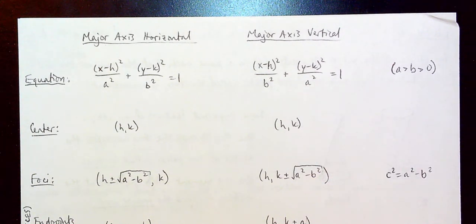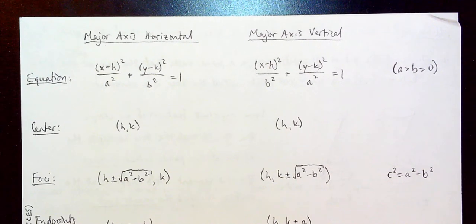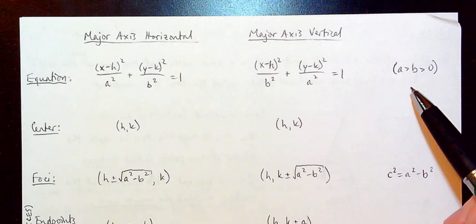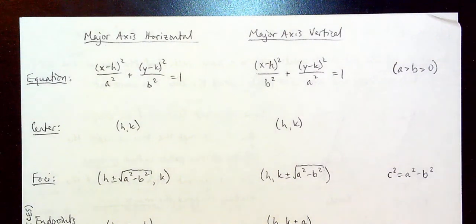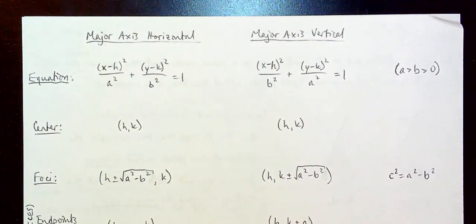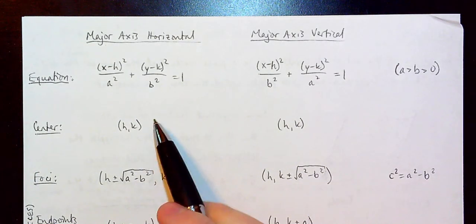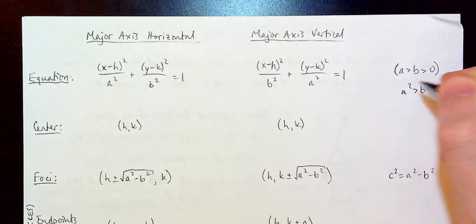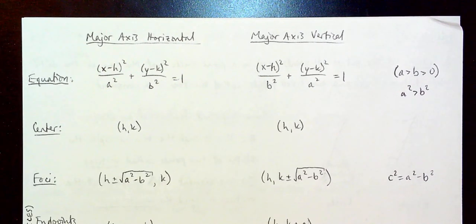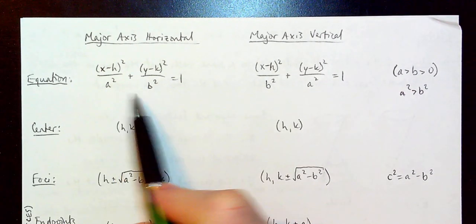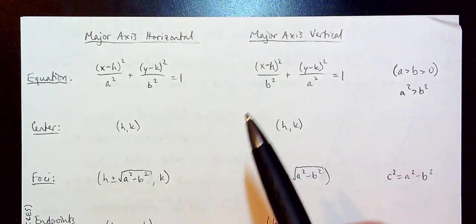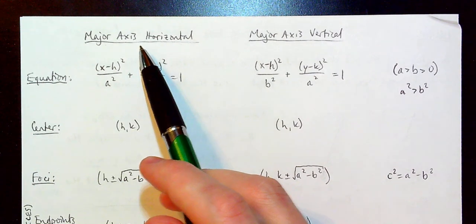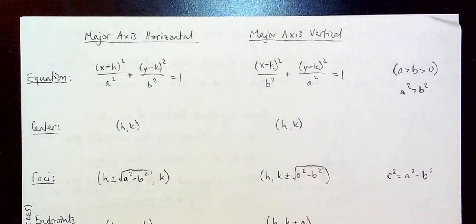Now, what really makes these different from each other? It's the fact that a is greater than b, and both are positive. So if a is greater than b and both are positive, then a squared is going to be greater than b squared. Making that note there. Based on which number is larger and where that larger number is, that's going to dictate whether we have a horizontal major axis or a vertical major axis.